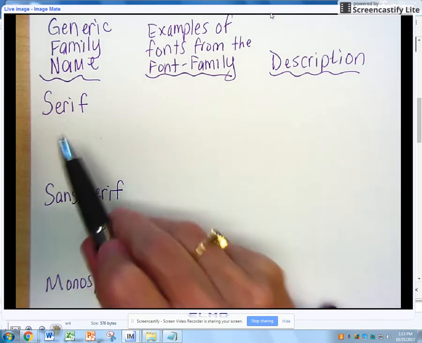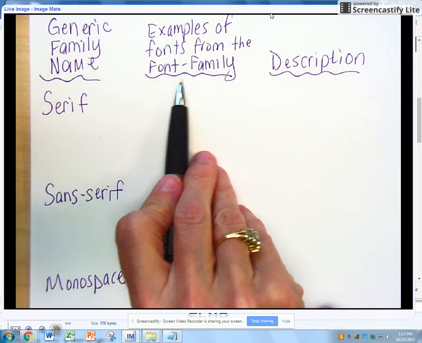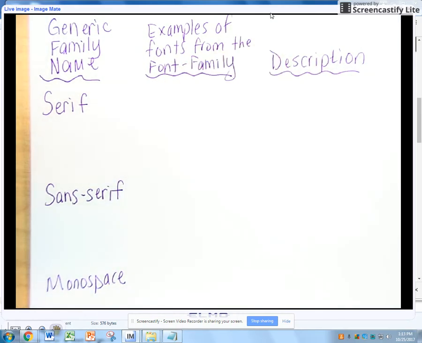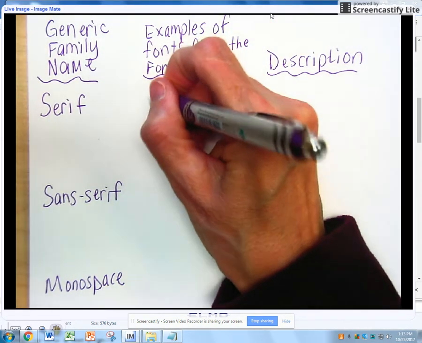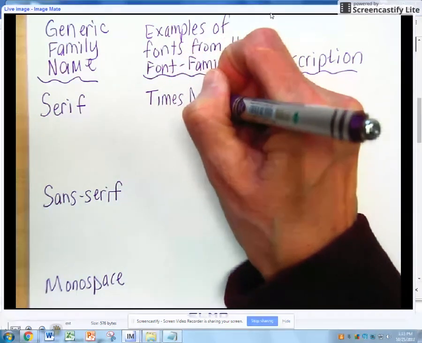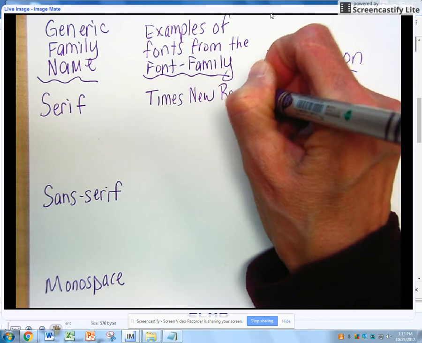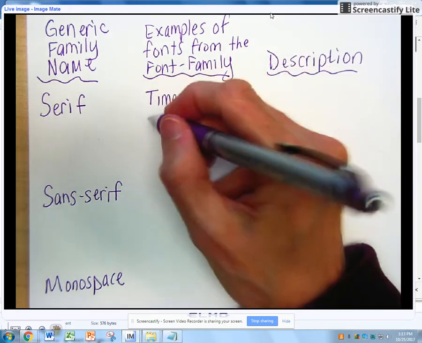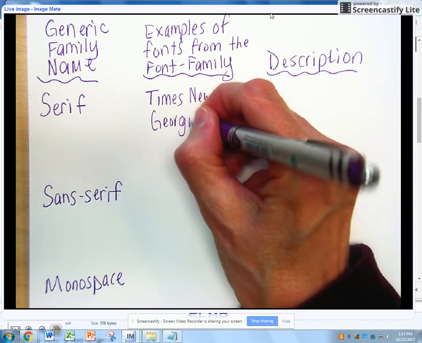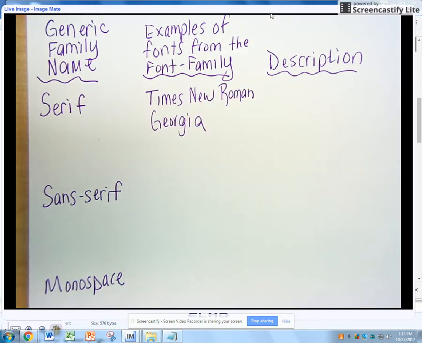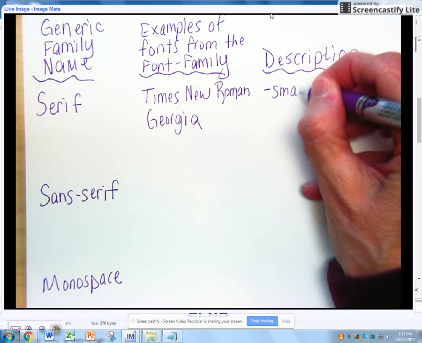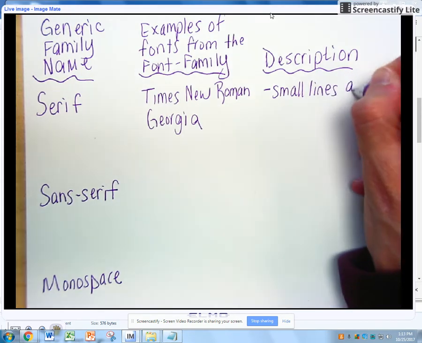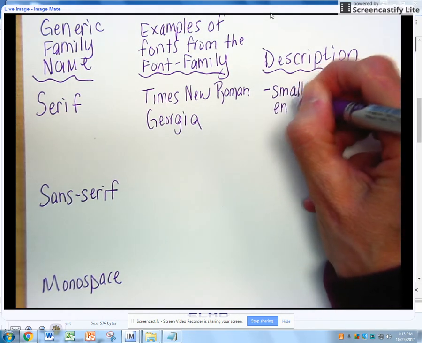Okay, so we're going to start with serif. Examples of fonts from that family, and these are things that you've probably heard of. Two examples are Times New Roman and the other one is Georgia. Fonts from the serif family have certain characteristics when you look at them. The big designator that you're in this family is that there are small lines at the ends of some of the characters.